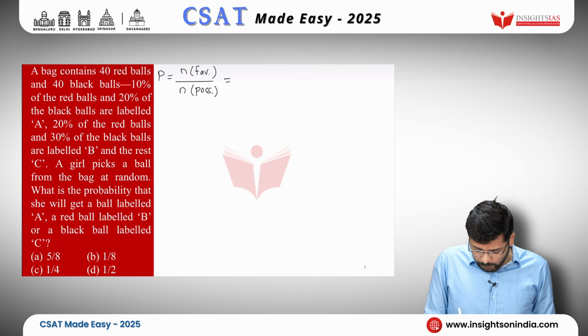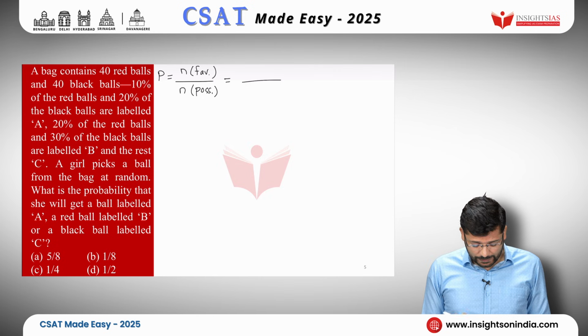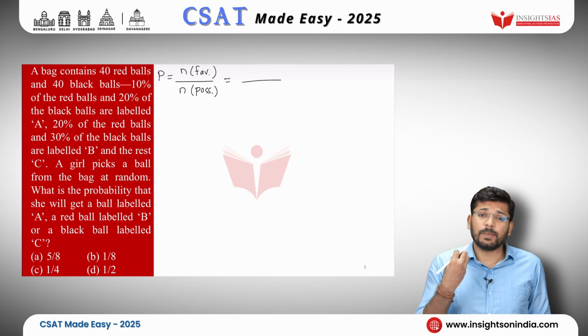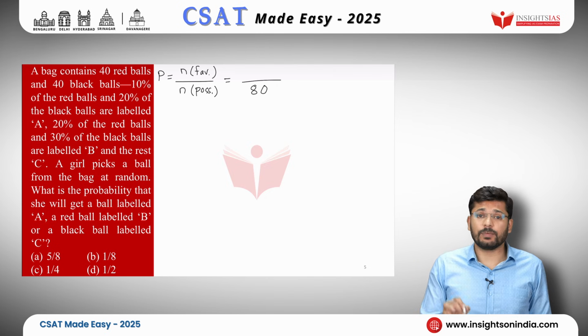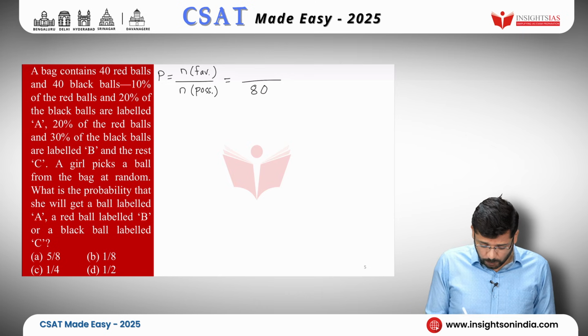Now the number of possible outcomes, that would be 80, right? Because we have 80 balls, 40 red and 40 black. So the girl is picking only one ball. So she might pick any of the 80 balls. So the number of possible outcomes is 80. We need to calculate the number of favorable outcomes. Let's do it just like we did in the previous problem.